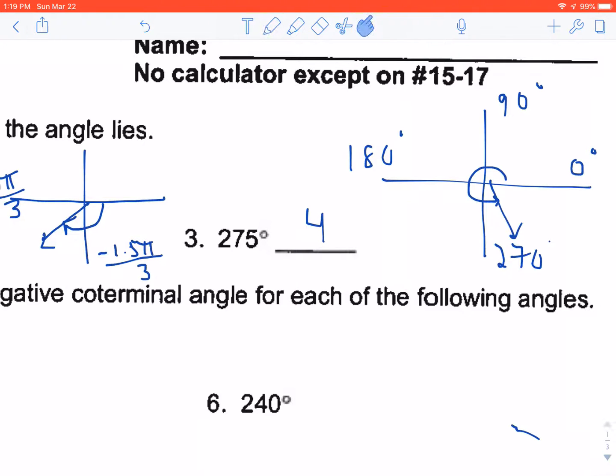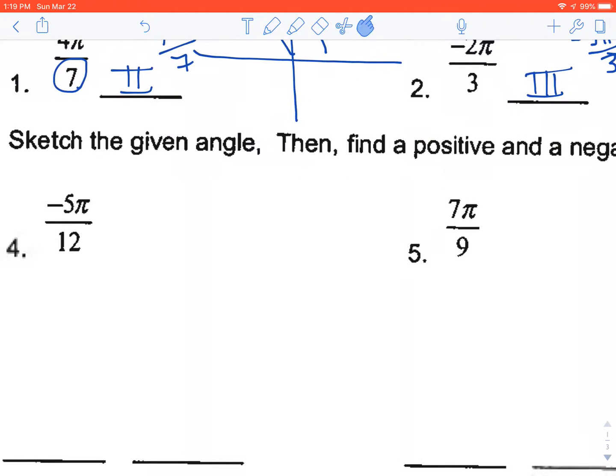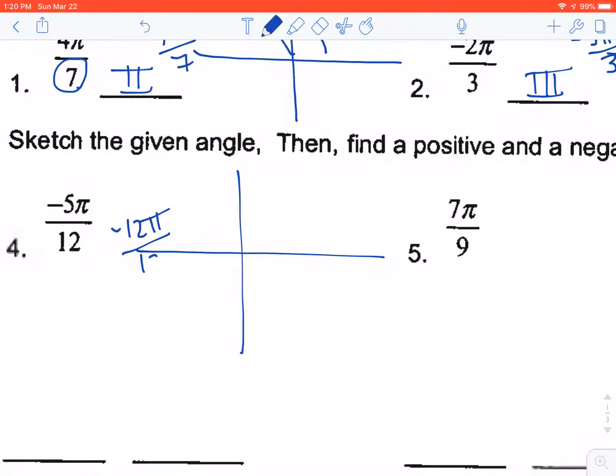Okay, the next part asks for positive and negative coterminals, and this is where it gets a little more difficult. I'm going to do my roadmap again in 12s, and I'm going to do it negative, so I'm going clockwise. So this is negative 12 pi over 12, so this would be negative 6 pi over 12. All the way around would be 24 pi over 12.